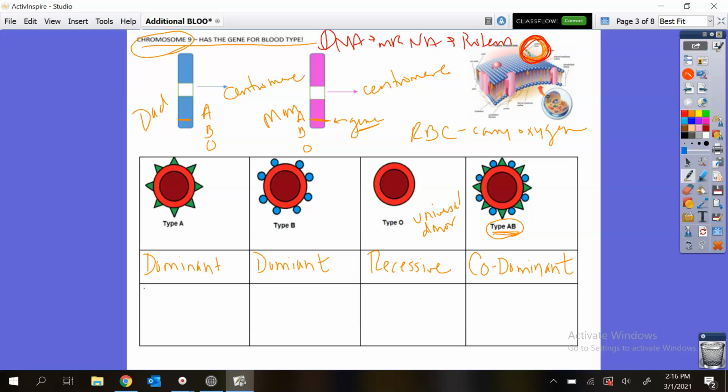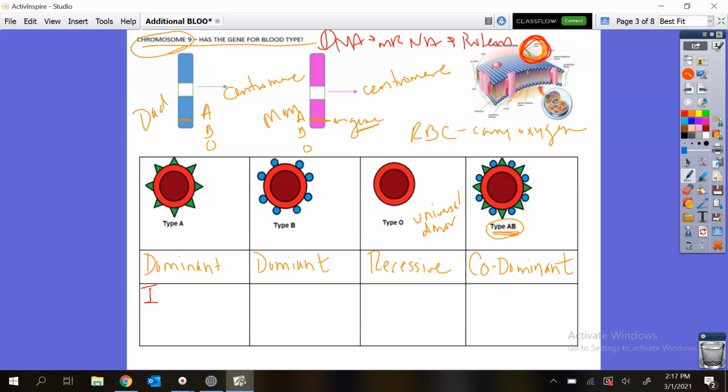So for genotype, we're going to use the letter I for blood type. It stands for isoagglutinogen. Basically, an antigen is something on the outside of a cell that can cause an immune response. So they're just kind of like the markers here. The blood type determines what markers are on the outside.